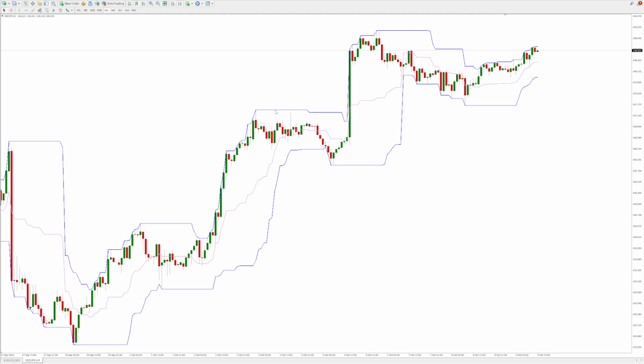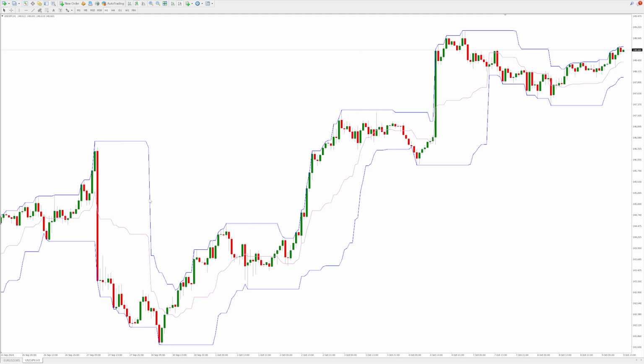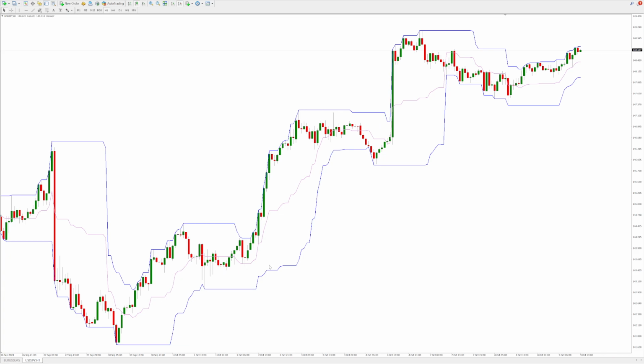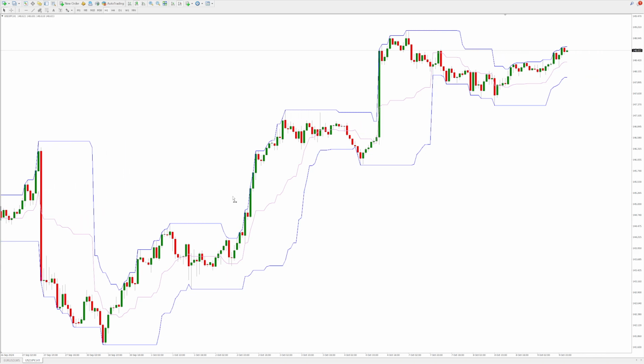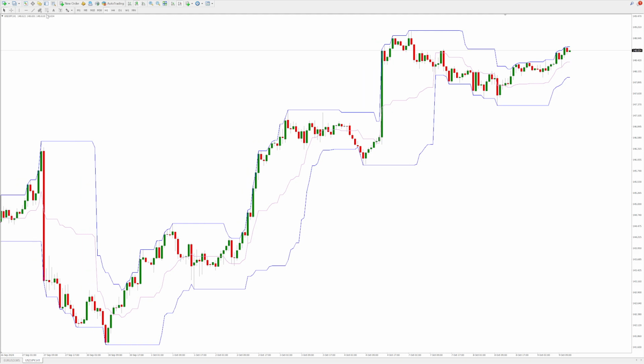You have this upper channel area here, anything above the middle line. And then you have the lower channel, which is, of course, below the middle line. So as I said, you can use this indicator for both trending and ranging markets. If you want to use it in a trending market, this is how I like to interpret the indicator.